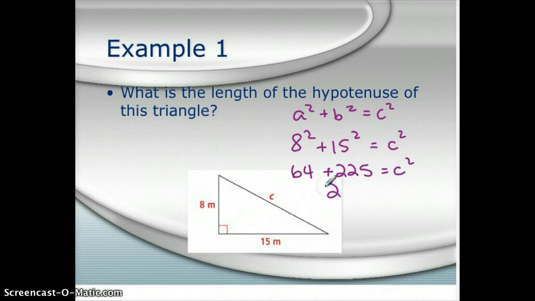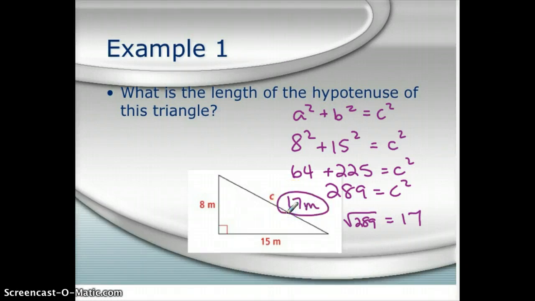64 plus 225 is 289, so 289 equals c squared. So I want you to take the square root of 289. Notice I only wrote the positive square root symbol because it's a distance, so it's not going to be a negative number. That happens to be 17. So c is 17, and it's going to be in the same measurement. It's going to be 17 meters, the length of my hypotenuse.